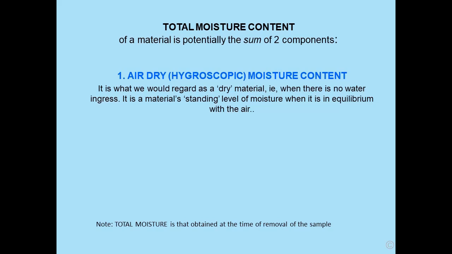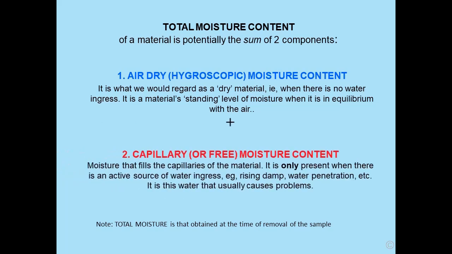Remember, no water ingress. The second component is known as the capillary or free moisture content, and that is moisture that fills the capillaries of the material. This is the fraction which is only present where there's an active source of water ingress, e.g. rising damp, etc. And it's usually, but not always, this fraction that causes the problems. This is the water that is usually unwanted.